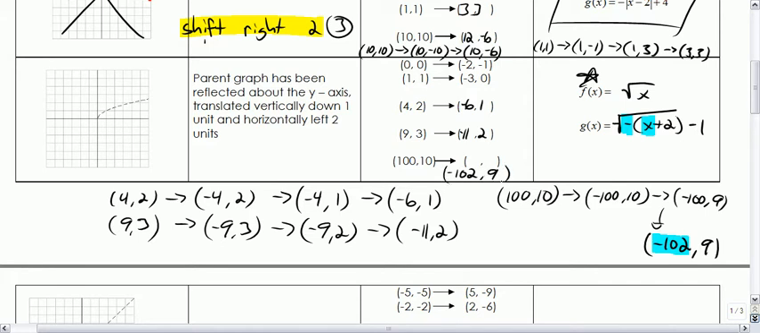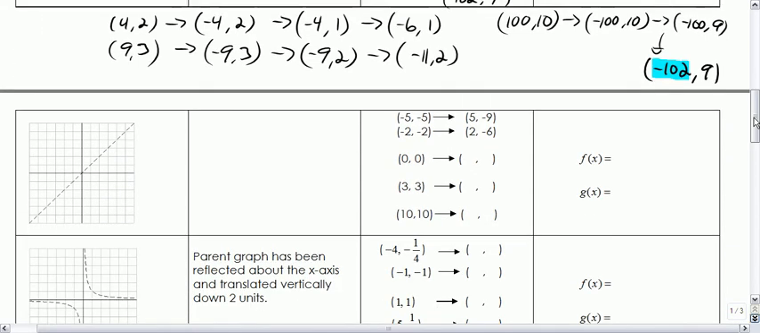Okay, next problem, we're on to the back side now. Your parent function is just f of x equals x. If you notice what happened, if you look at these x's here and these x's here, they simply changed sign. So that's a reflection across the y-axis. And if you look at the y's and look for a pattern, it looks like you subtracted 4 from the y's. So that would be shift down 4.